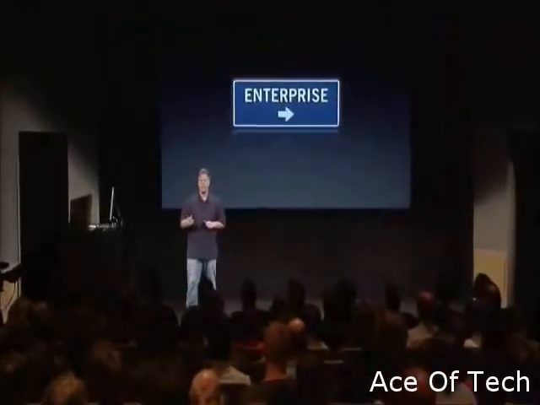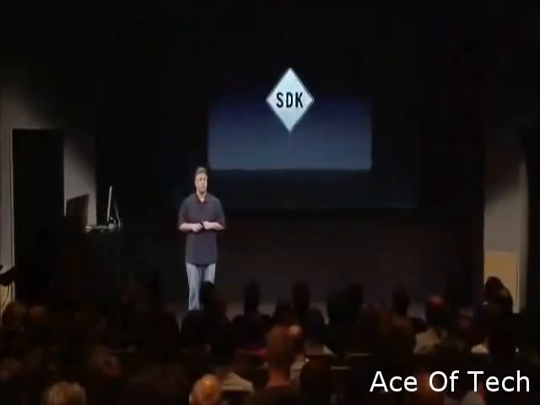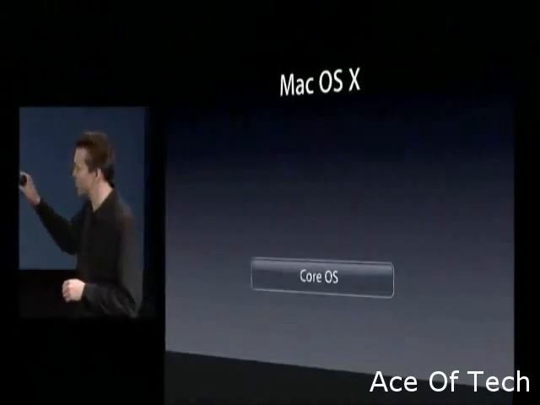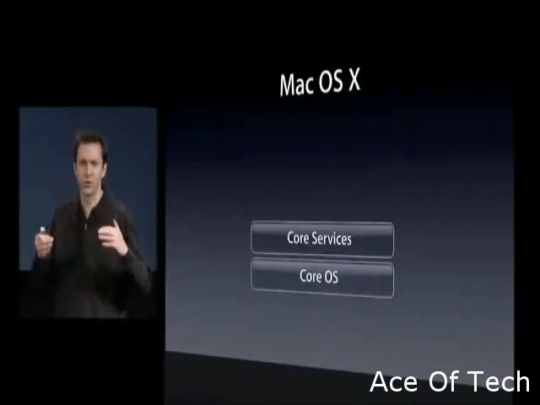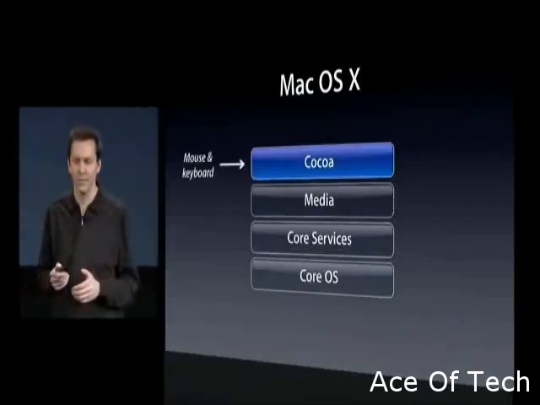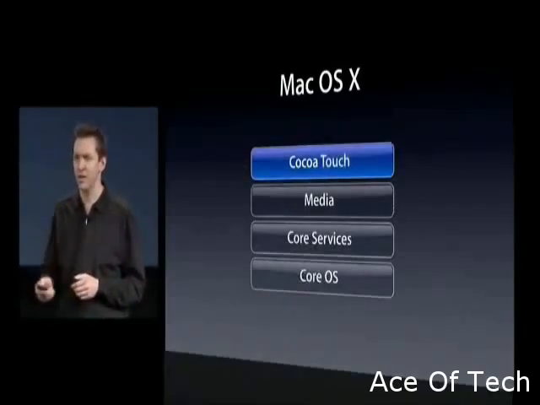Next up, I'd like to invite up Scott Forstall. He's going to talk to you about the iPhone SDK. And Mac OS X is comprised of 4 architectural layers. We start with the Core OS, then we have Core Services, a Media layer, and Cocoa. And we built Cocoa Touch.